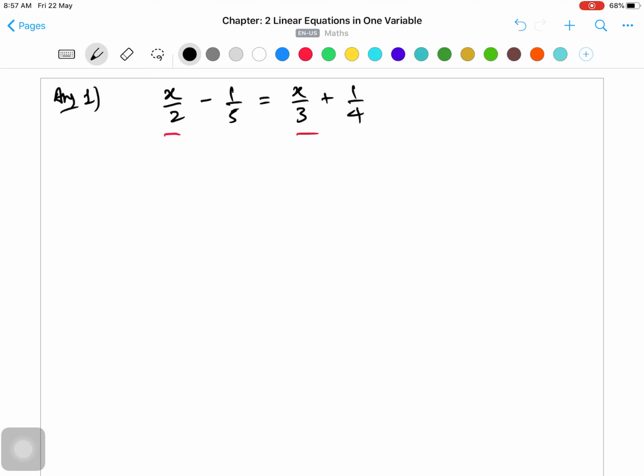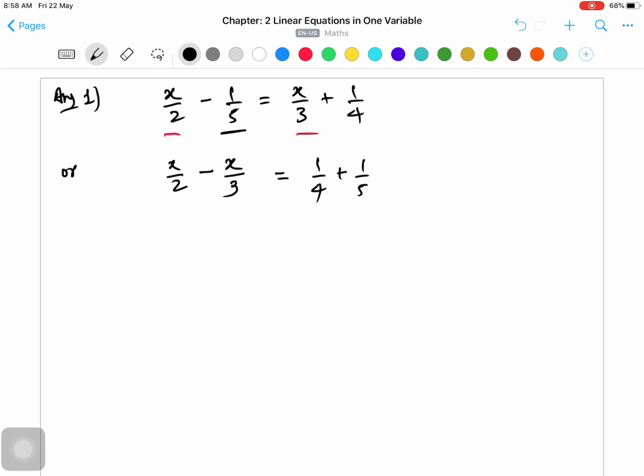This equation can be written as: keeping x by 2 on the left hand side, we shift the plus x by 3 and it changes to minus x by 3. Similarly, keeping 1 by 4 on the right hand side, we transpose the minus 1 by 5 onto the right hand side, so it becomes plus 1 by 5.